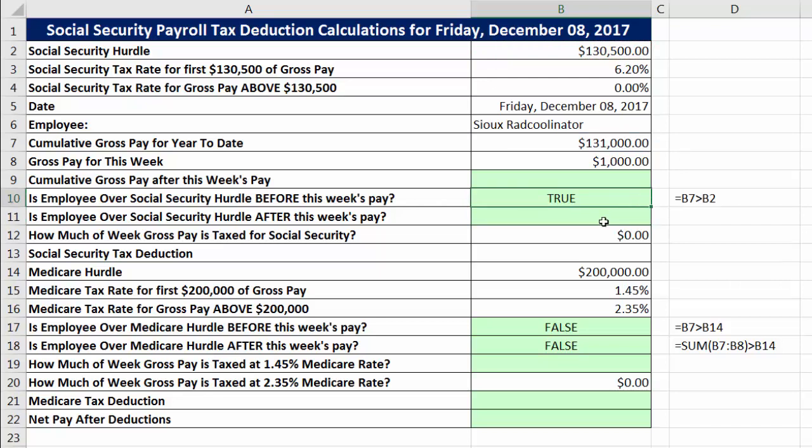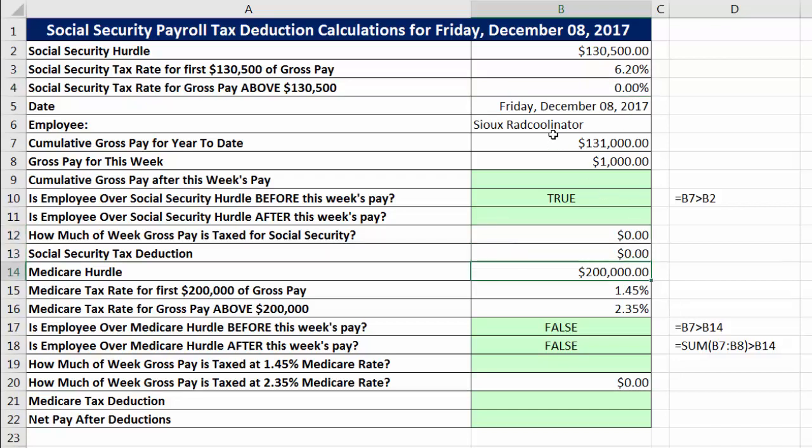That means I don't even have to worry about after because I'm already above. I don't have any gross pay for this period that is taxable, and the Social Security tax deduction, we love this, it is 0. So when we're over the hurdle, it simplifies things for the Social Security tax. We're definitely selecting the second one. We're not even going to make the calculations. We're just putting 0.